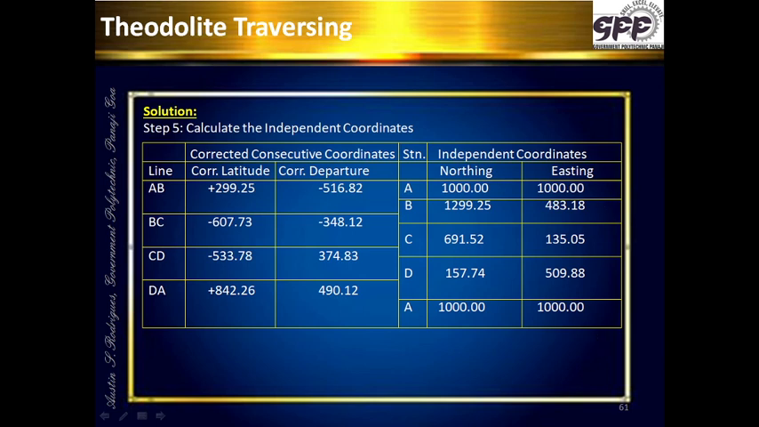So my A point has the coordinate northing as 1000, easting as 1000. With this, we can understand that whatever calculations we have done are perfect. There is no closing error, and this is the way we solve this problem.